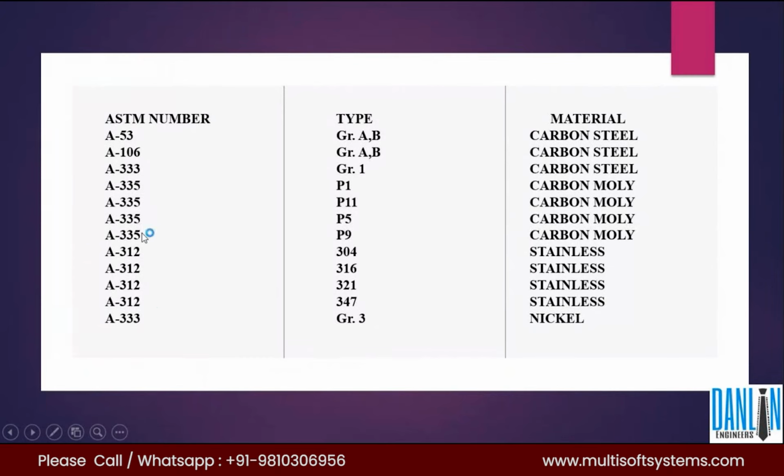A335 means it's the alloy material, and A312 means it's stainless steel. And the type will be the differentiator. P1, P11, P5, P9, like that, the alloy material will be differentiated based on the temperature we are using. And we can get all these details from a document called the Piping Material Specification, PMS. The piping material engineer will create the document.